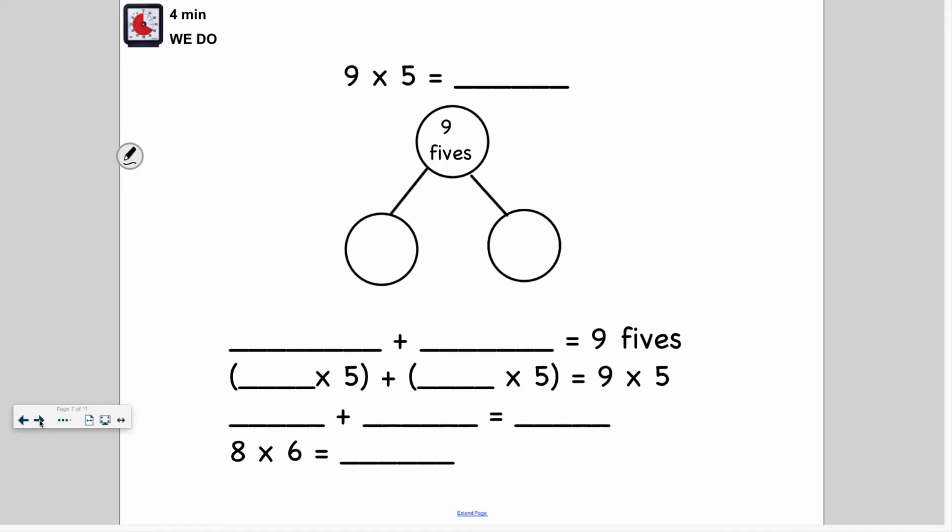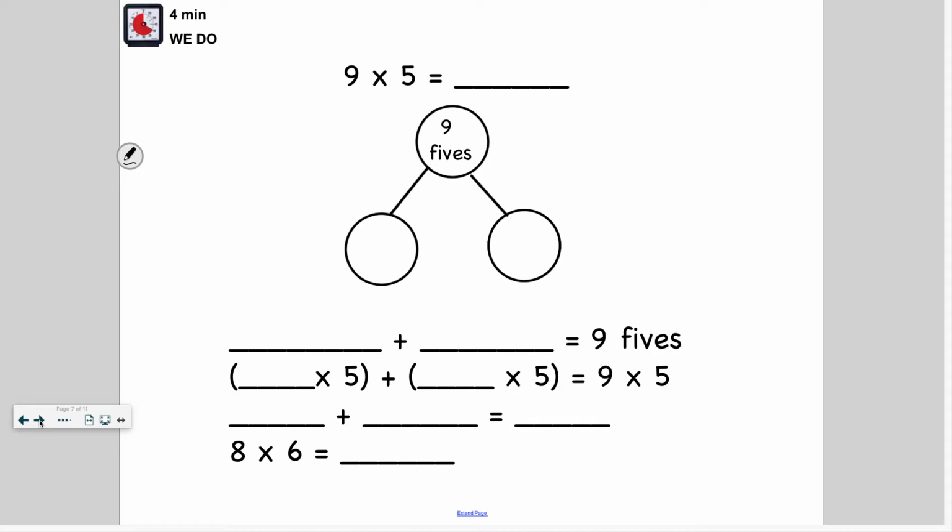So let's try one together. If you don't have your materials ready to solve with me, please pause now and go get your pencil and paper or whatever writing utensils you're going to use. So again, pause now if you're not ready and then press play once you're ready to work with me.